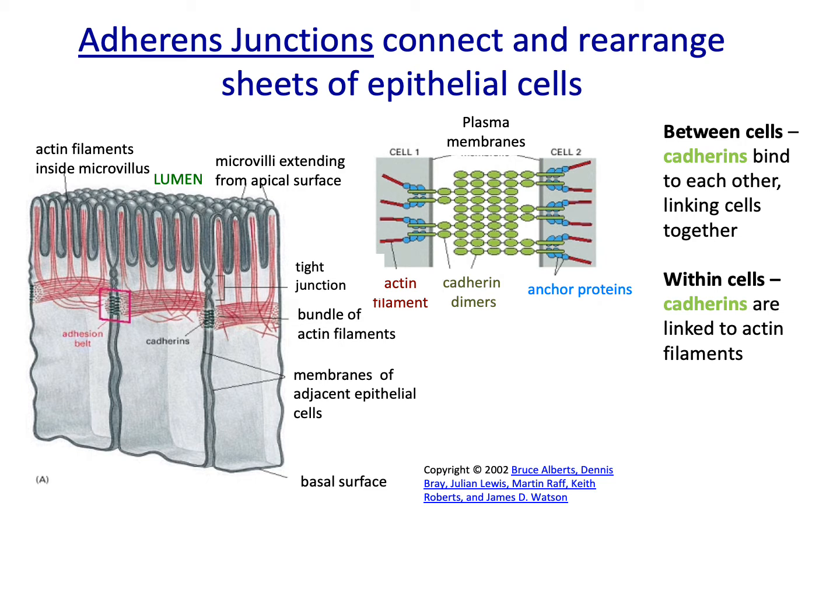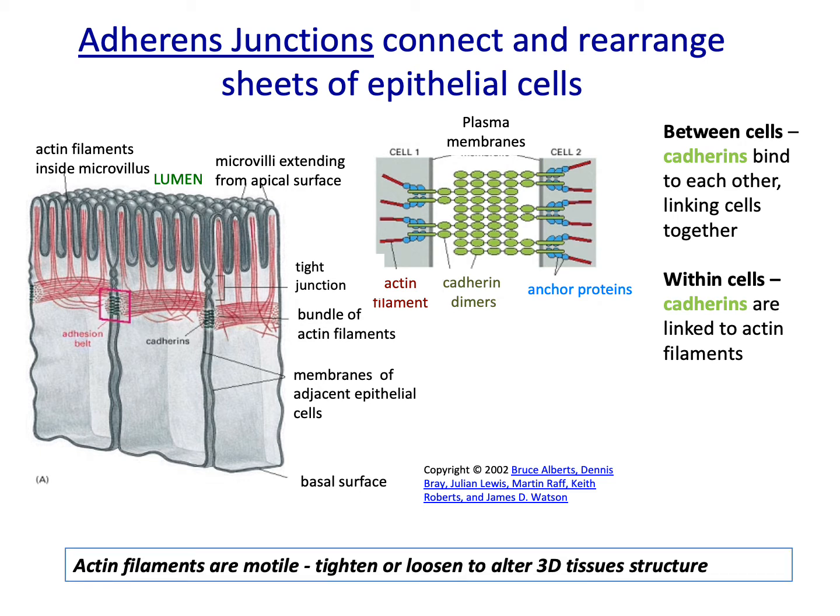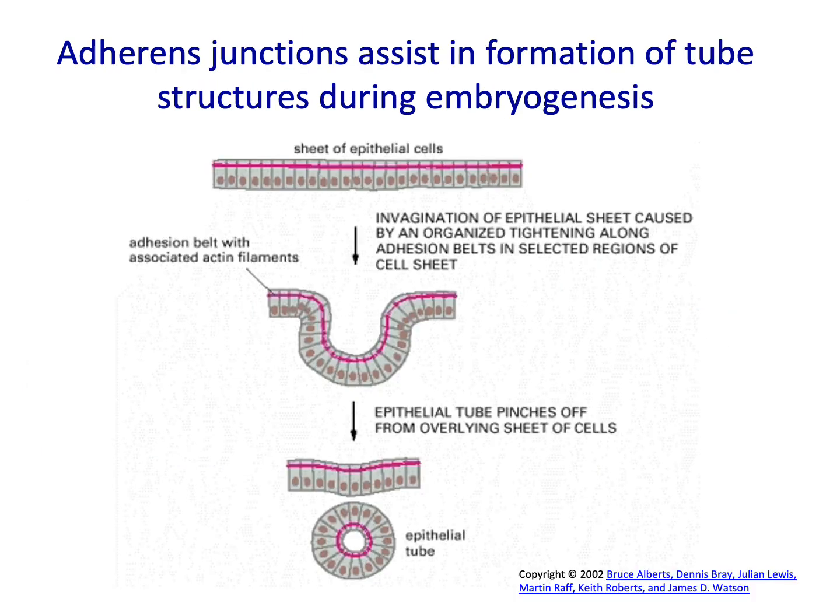Groups of adherens junctions linked to these actin filaments then can cause something called an adhesion belt. And in this way, adherens junctions are linked to a beltwork of actin filaments that extends throughout the epithelial tissue, and furthermore is able to tighten or loosen based on cellular signals. And this is important in determining our three-dimensional tissue structure. An example of this is the formation of tube structures during embryogenesis.